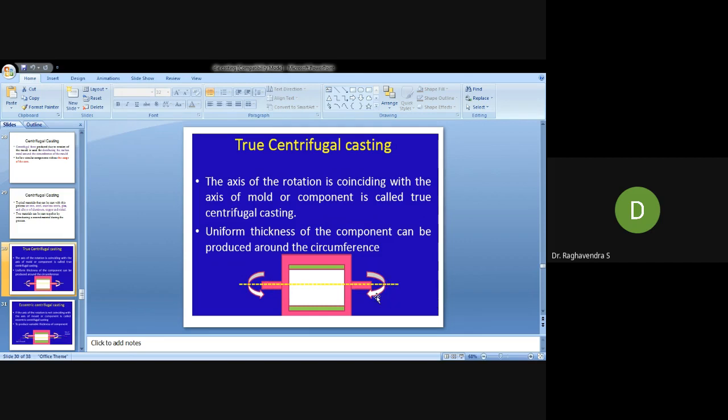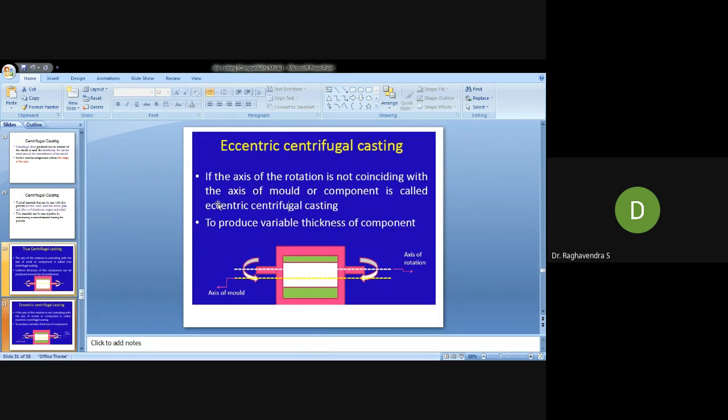The axis of the rotation is like this, coinciding with the axis of the mold. Then it is called true centrifugal casting. If the two lines coincide on the same axis, then it is called true centrifugal casting. Uniform thickness of the component can be produced around the circumference. That's how they make it.